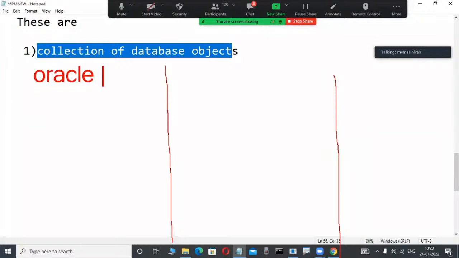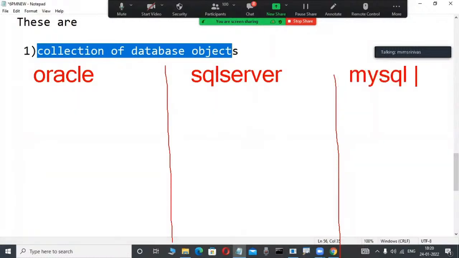Suppose you are learning an Oracle course, for example. Oracle is a relational data model product. Suppose some other fellows are learning SQL Server. SQL Server is a relational data model product. Again, MySQL is a relational data model product from a different company. But in Oracle, which database objects are available?